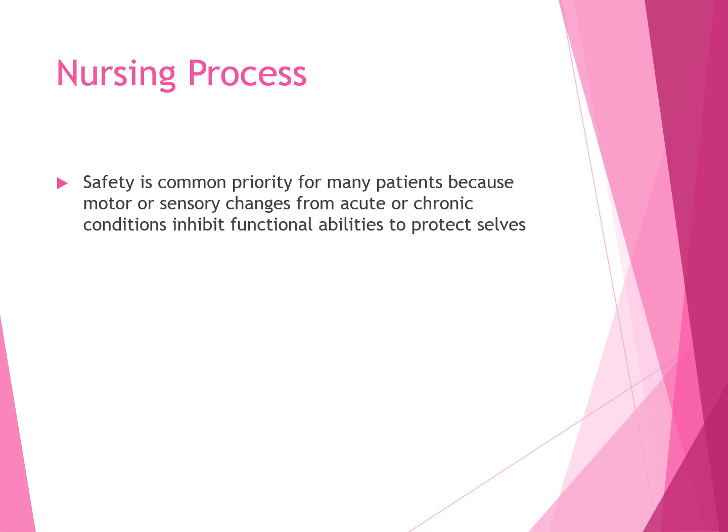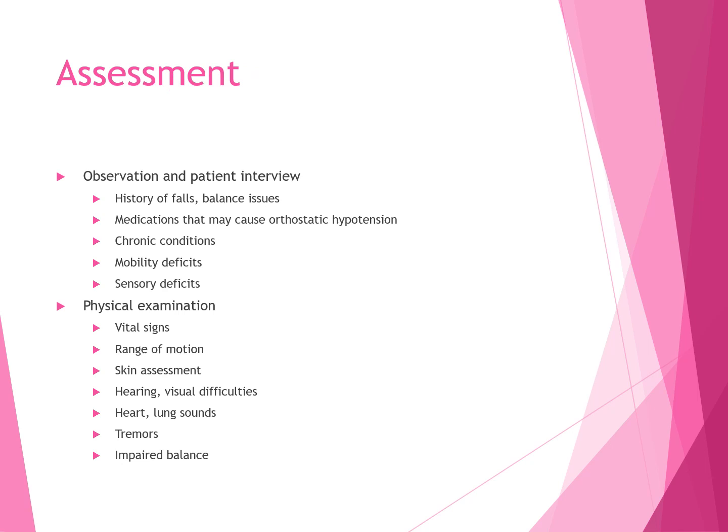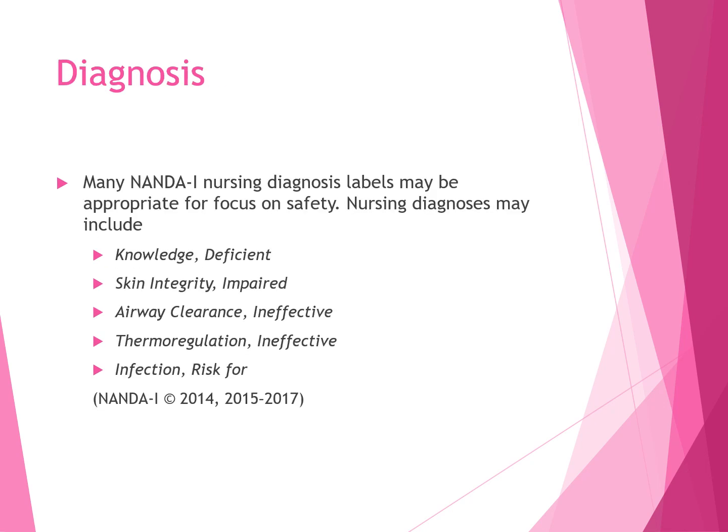So with our nursing process, safety is a common priority for many patients because of their sensory and motor changes. You want to protect them from acute or chronic conditions. Observation: history of falls, the medications, especially ones that drop the blood pressure, that's orthostatic hypotension, chronic conditions. Can they walk good? Can they see, hear good? Changes in their vital signs. How do their lungs sound? Do they have tremors? How's their balance? How's their blood pressure, pulse, and respiration?